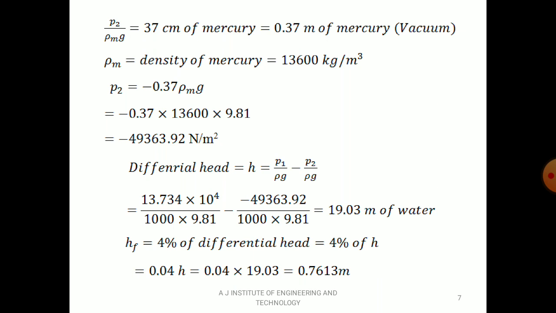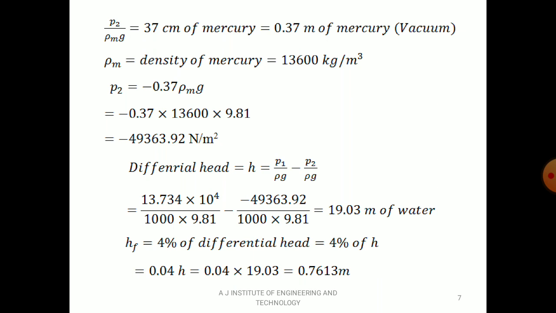But HF, that's the head loss due to friction, it is given in the problem as 4% of differential head. Differential head is H. 4% is 4 divided by 100. So 4 by 100 into H becomes 0.04 into H. So that is equal to 0.04 into the H value, which is 19.03. So 0.04 into 19.03 equal to 0.7613 meter. So that is the head loss due to friction. So there is the value of HF.